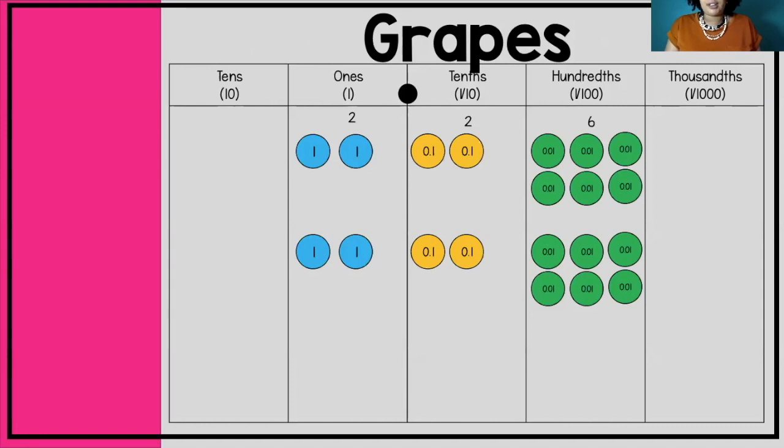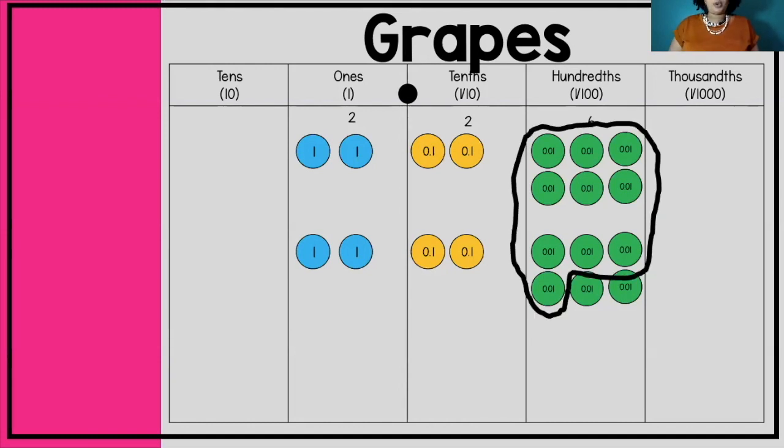Now I am ready to start in my hundredths place to see if there are any groups of 10 that I can make. And look, I have one group of 10. I am going to rename my group of 10 hundredths as 1/10. Now I see that I have 2 hundredths left over. Now I'm moving over to my tenths place. I see that I have 1, 2, 3, 4, 5. I cannot make a group of 10 tenths because I only have 5.